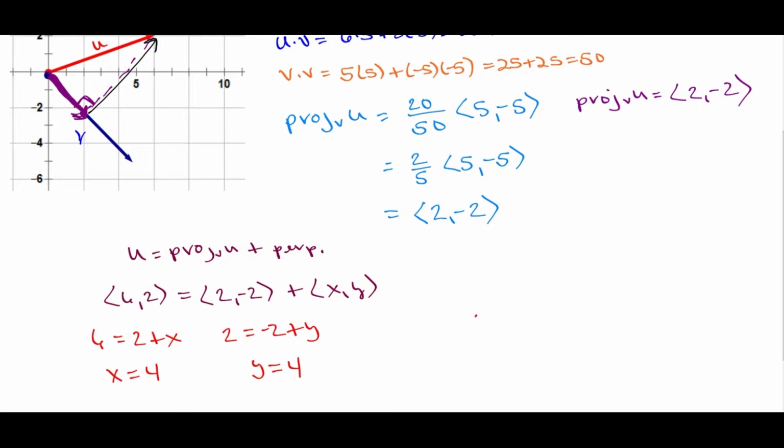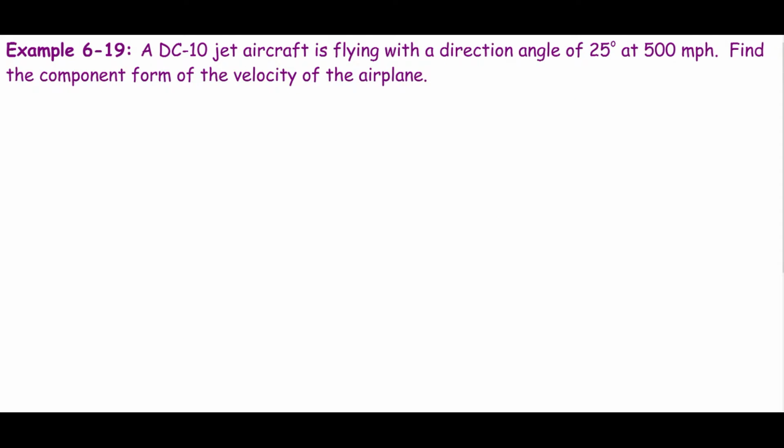So then we can write the vector 6, 2 equals the projection vector, which was 2, negative 2, plus the perpendicular vector, which is 4, 4. All right, we're going to take a look at a couple of examples of applications of vectors.